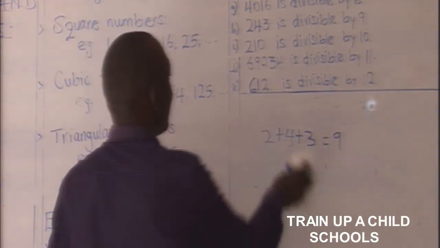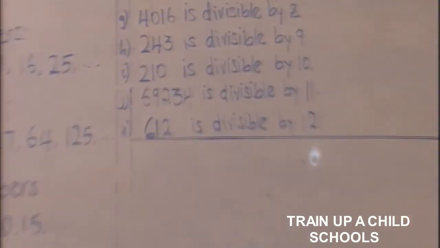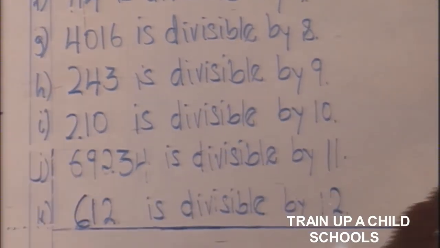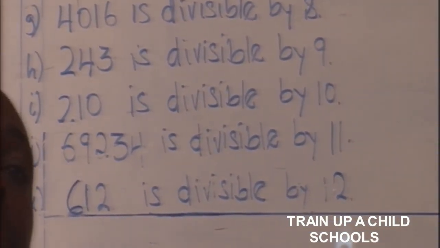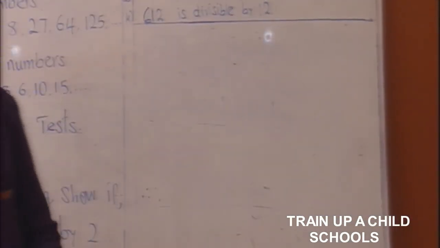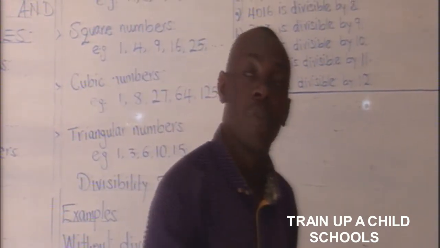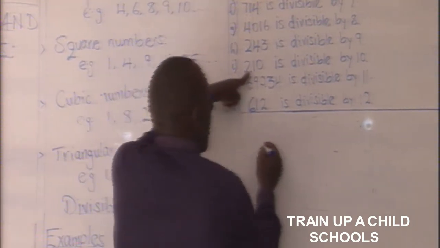Now, we go to 10. That is very easy, and I think the easiest. Test whether 210 is divisible by 10. You must know that a number is divisible by 10 if the digit in the place value of ones is a 0. Like now, I've got 210.